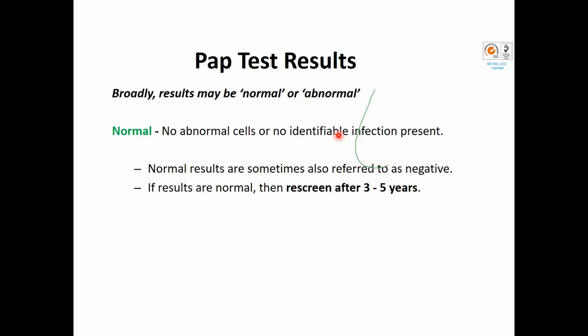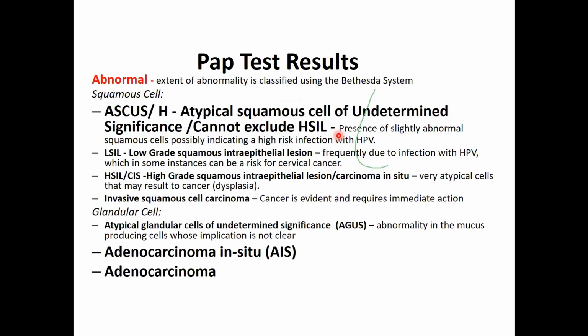If you have normal results, we screen about every 3 to 5 years. We repeat in our normal patients. But we need to do it annually for our immunosuppressed patients.